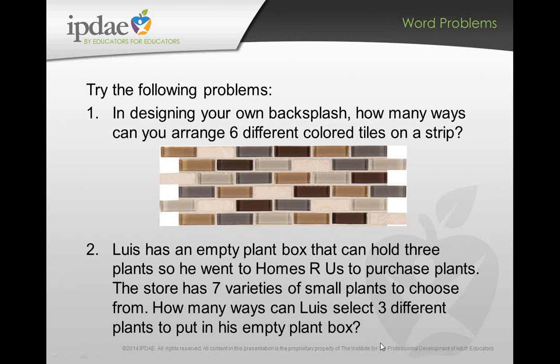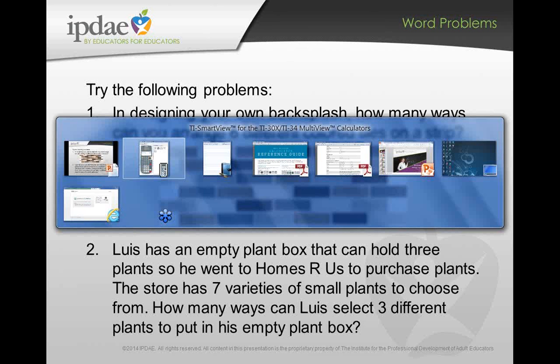So the order in this case is not so much important, okay? He's just purchasing them from the store, Homes R Us. So in here, this is going to be a combination type of problem. So let me do that real quick.